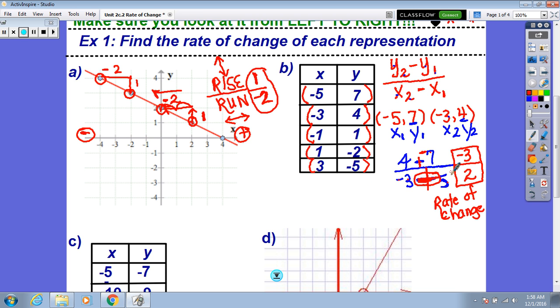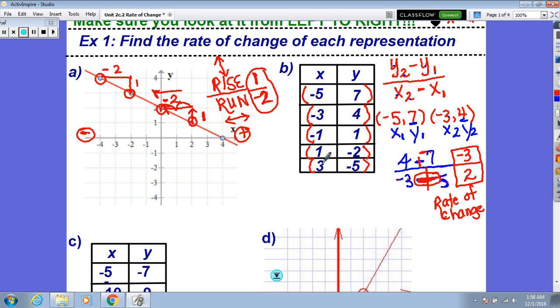Same thing. Now I could have chosen any 2 pairs of points and we still should have gotten -3 over 2. So let me pick another one just to prove the point, so that you guys clearly understand, it doesn't matter what 2 points you pick. I'm going to pick the last 2 points this time. So I have 1 and -2 and 3 and -5.